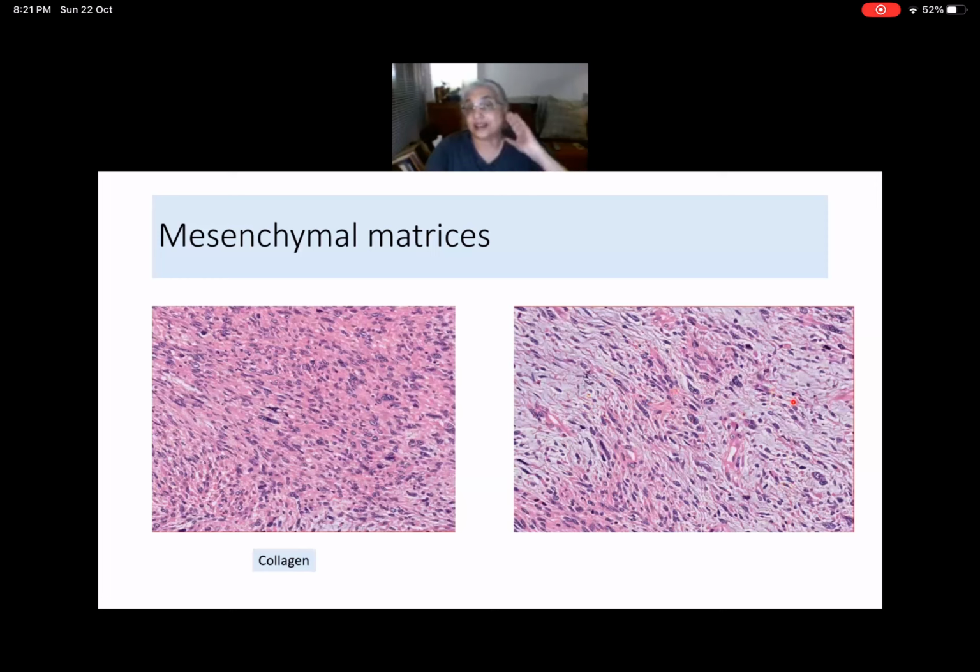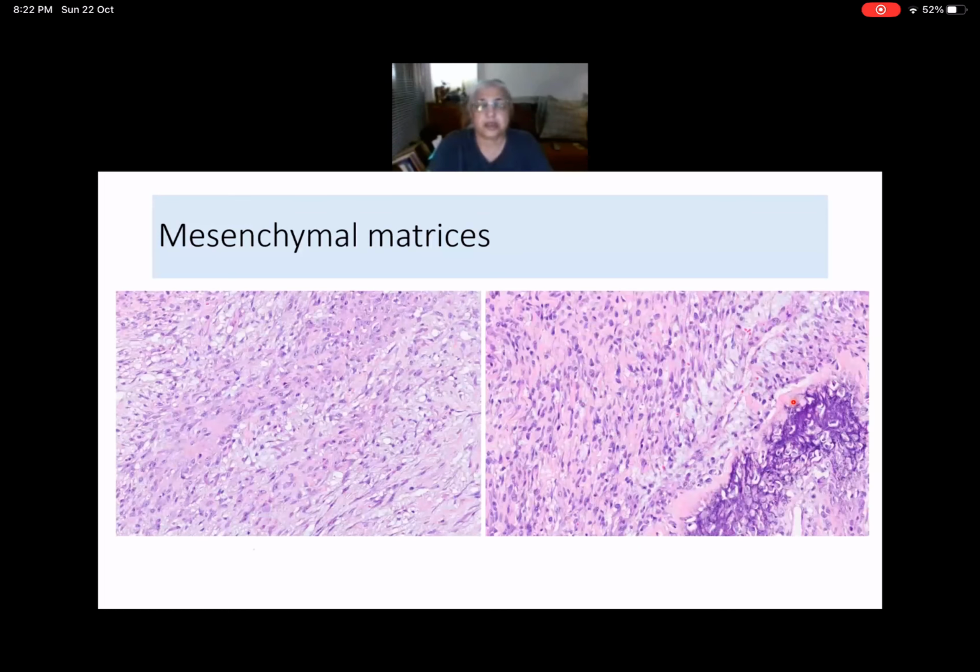And now we come to matrices. That means what's in the stroma. This is collagen, right? This is myxoid. You can see that it's blue-gray in color. It is produced by the cells of this particular tumor. It is secreted by the cells of this tumor, but it is in the stroma. Okay, remember that. It's not only epithelial cells that can secrete, mesenchymal cells can secrete, myoepithelial cells can secrete.